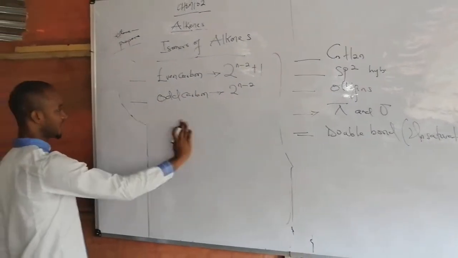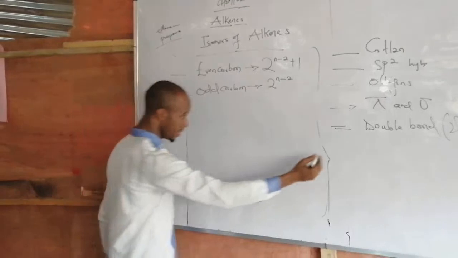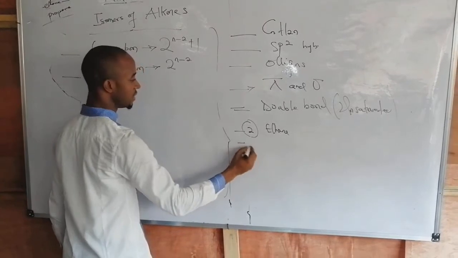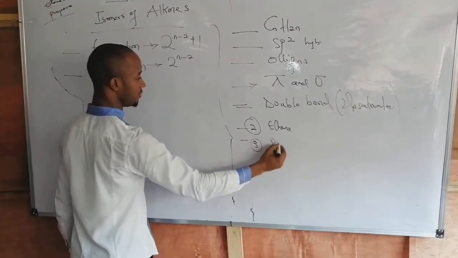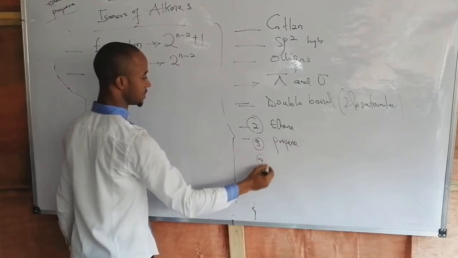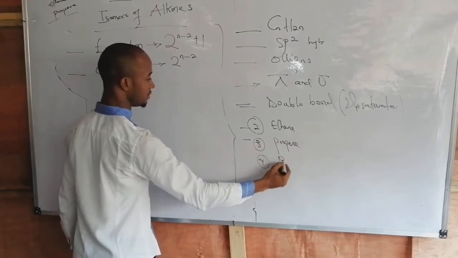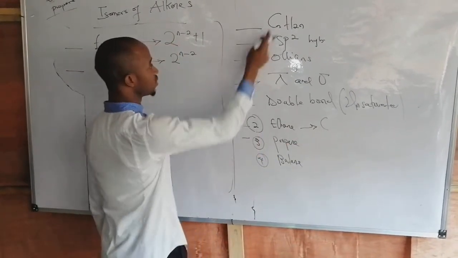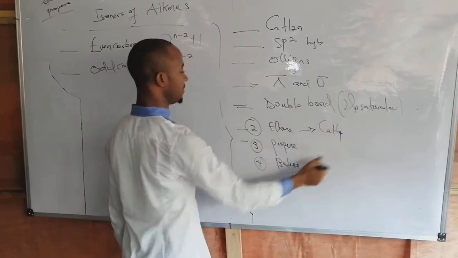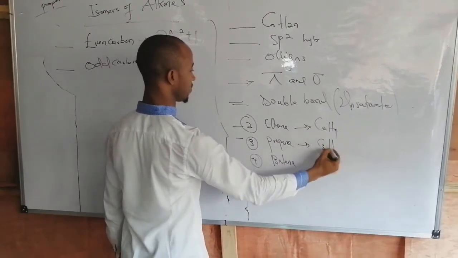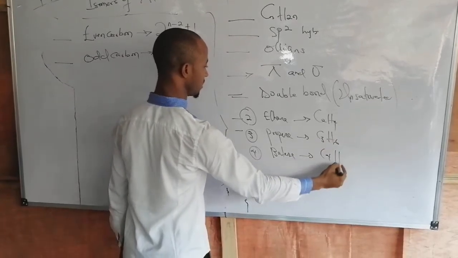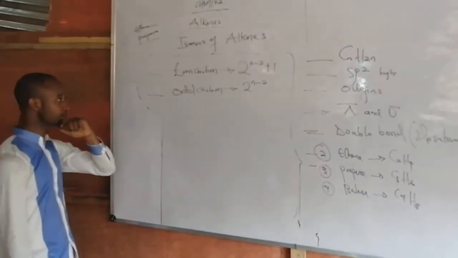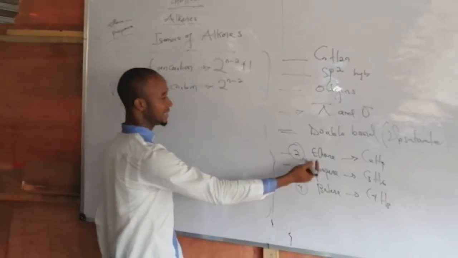Now to find the isomers of alkenes, let's look at the first members. When n is 2, that gives us ethene, C2H4. When n is 3, that is propene, C3H6. When n is 4, that is butene, C4H8.